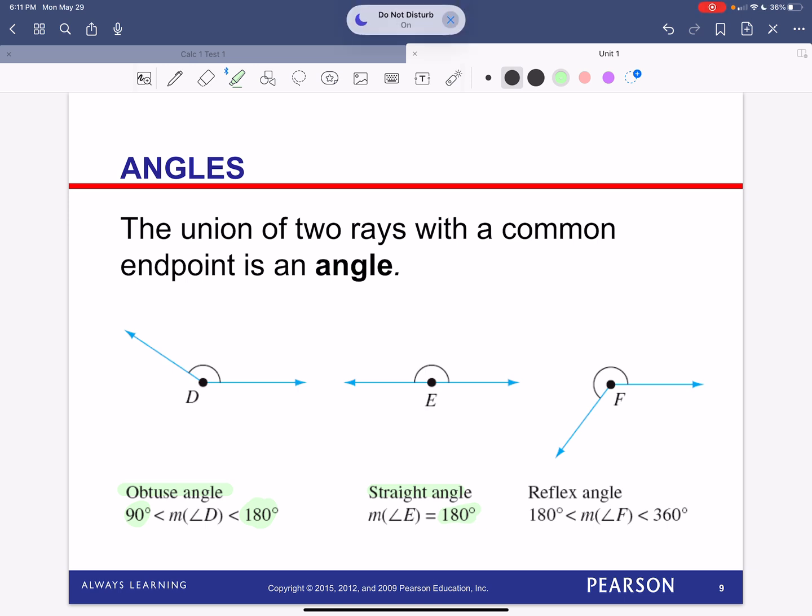And a reflex angle is an angle that's greater than 180 degrees and less than 360 degrees. That's a reflex angle. You don't look at the reflex angles as often as you look at your obtuse angles and your other angles. Your obtuse, your acute, your straight, all of those. You don't see a reflex angle as much.